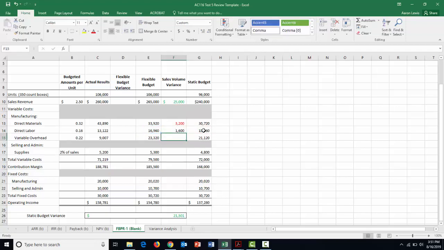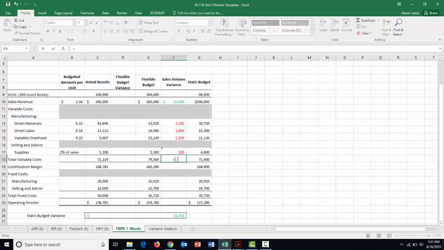Direct labor was $1,600 more than we planned for in our static budget. That is unfavorable. It's a higher cost. Variable overhead is $2,200 more than it was in the static budget, also unfavorable. And supplies. Oh, clicking the wrong one first. Don't do that, folks. Flex budget minus static budget is $500 more than we thought it was going to be. So we can fill that in red as well.